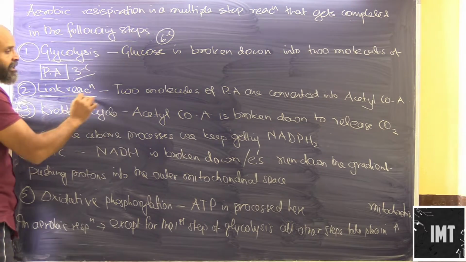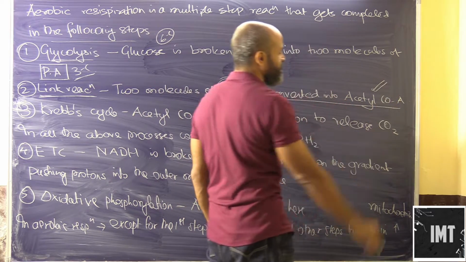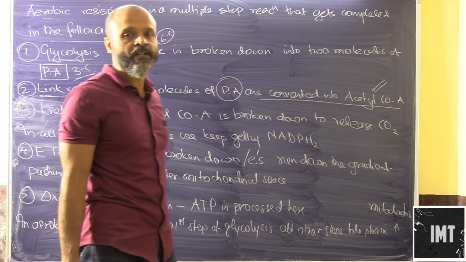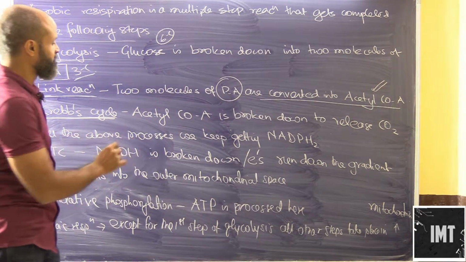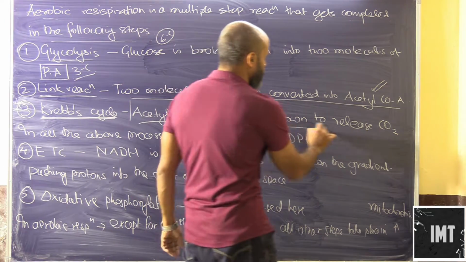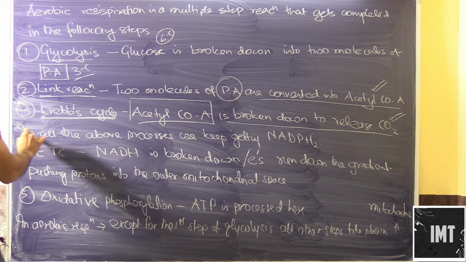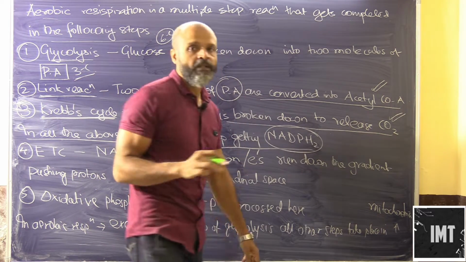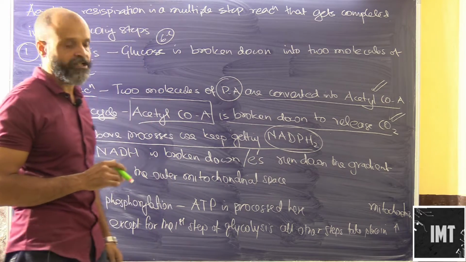Okay, then we have the link reaction in which two molecules of pyruvic acid are converted into acetyl coenzyme A. Then we have the Krebs cycle. In the Krebs cycle, the acetyl coenzyme A which is produced is broken down to release carbon dioxide. In all the above processes we keep on getting NADPH2.